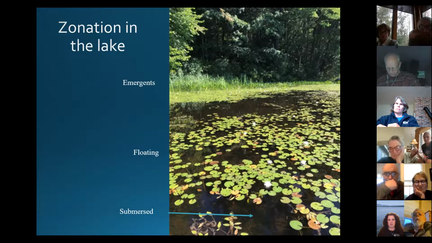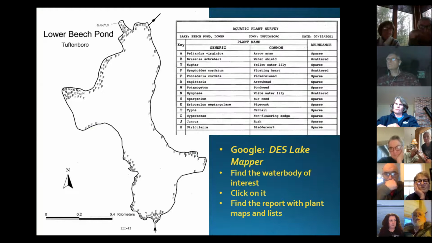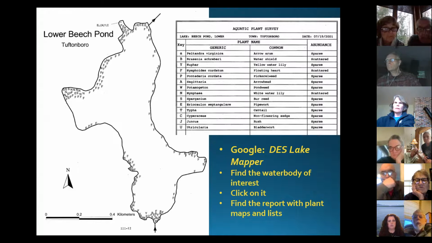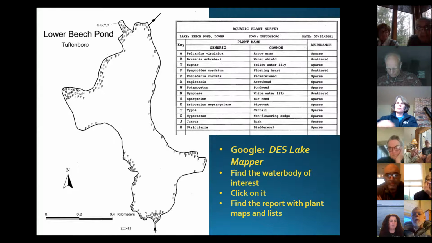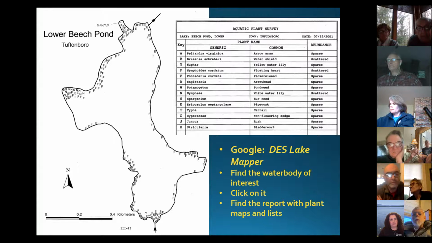I do also want to call to your attention that there are resources out there for you. This is online and you can access it yourself. If you go into a search engine like Google and you type in DES Lake Mapper, you will get a map of New Hampshire. If you zoom in and find your water body and click on it, you can find all kinds of reports that the state has prepared. It could be volunteer lake assessment reports or reports from UNH, other state reports. And in the lake assessment reports, you'll find a map. I've used Lower Beach Pond here for an example.